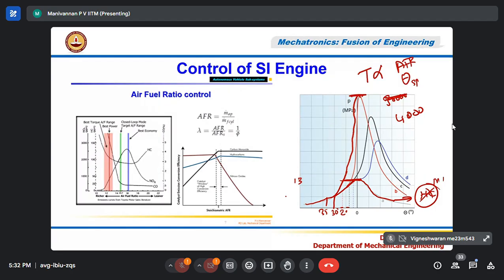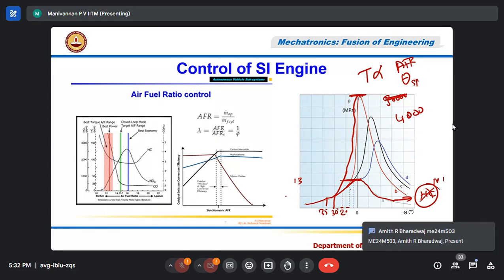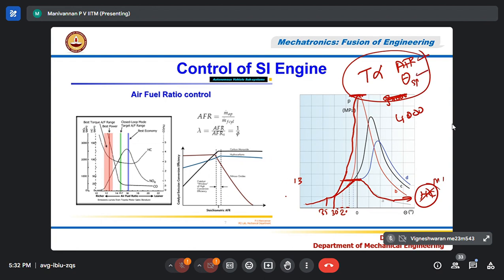Correct. If engine speed is increasing, you have to give the spark in advance because the time for combustion becomes lesser, because the piston is moving faster. Correct. So the torque in an SI engine is controlled by air-fuel ratio and spark timing. So you have to give an appropriate spark angle and also an appropriate air-fuel ratio to get maximum torque for a given speed of the engine.